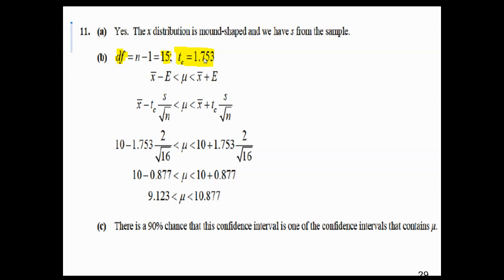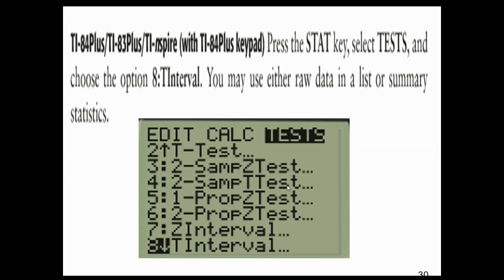So if I was doing it pencil and paper, I would calculate the error by taking that t-score and multiplying it by S over the square root of n. Once I found what that value was, 0.877, I would subtract it on the low end from the sample mean and add it on the high end. In doing that, I came up with the mean of the population being between 9.123 and 10.877. I'm 90% confident of that.